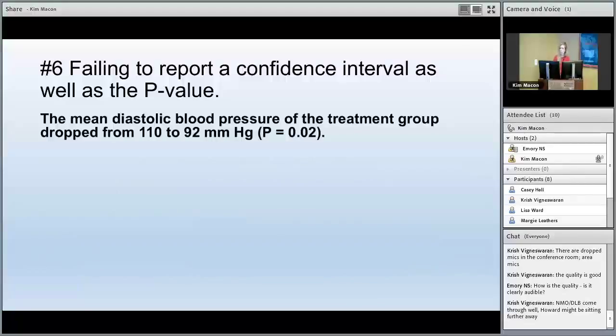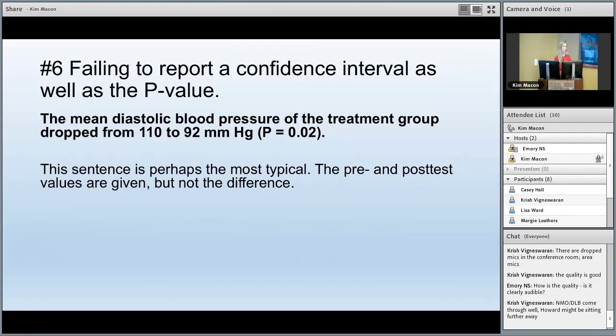So now we give a little more information. The mean diastolic blood pressure of the treatment group dropped from 110 to 92, p equals 0.02. This is the most common way people report results in the literature.